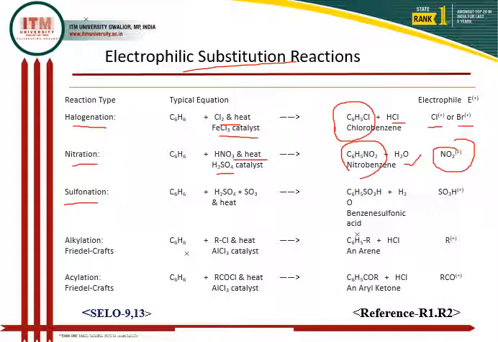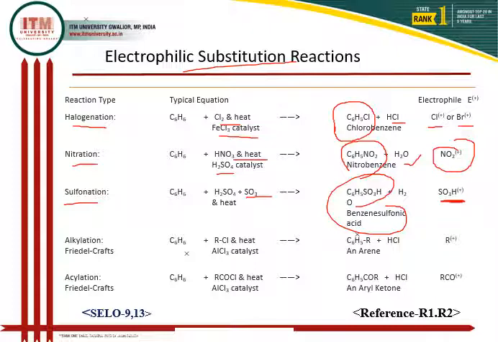Sulfonation. In the presence of sulfuric acid and sulfur trioxide, it goes to benzene sulfonic acid, SO3H. Okay. So that is the benzene sulfonic acid, and SO3H is the electrophile.